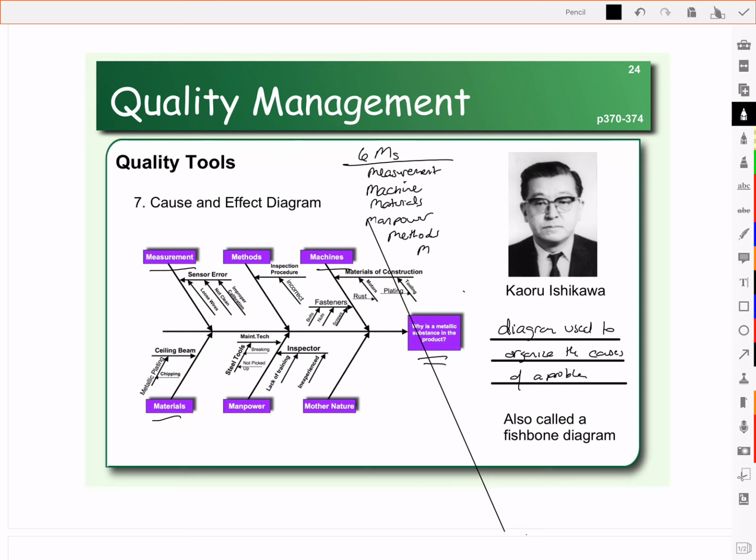And then lastly, we have Mother Nature. Is there something else unpredicted, out of our control, that could be causing the metallic substance? So as we look at possible causes of any particular quality issue, we should be able to come up with some possible causes that are measurement related, machine related, materials related, manpower related, related to our methods, and related to Mother Nature, which is outside of our control.